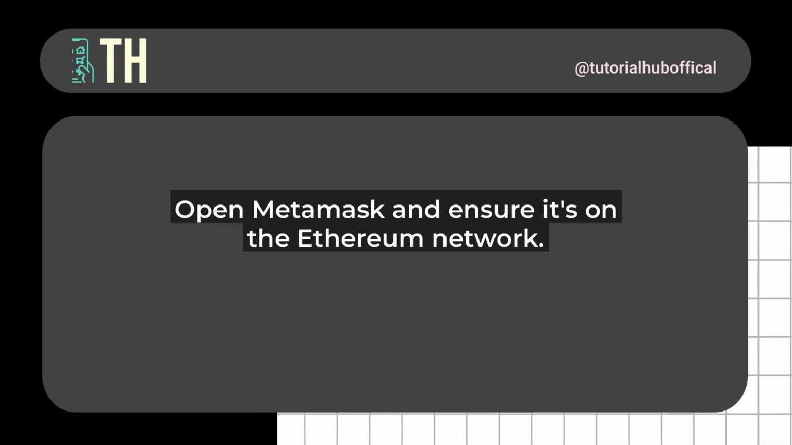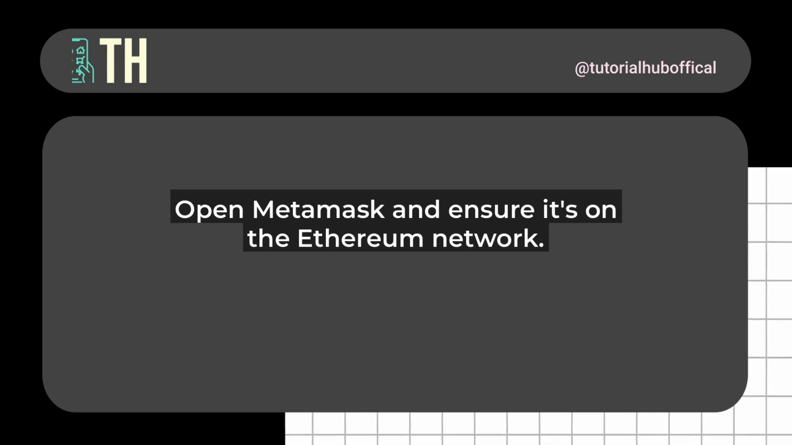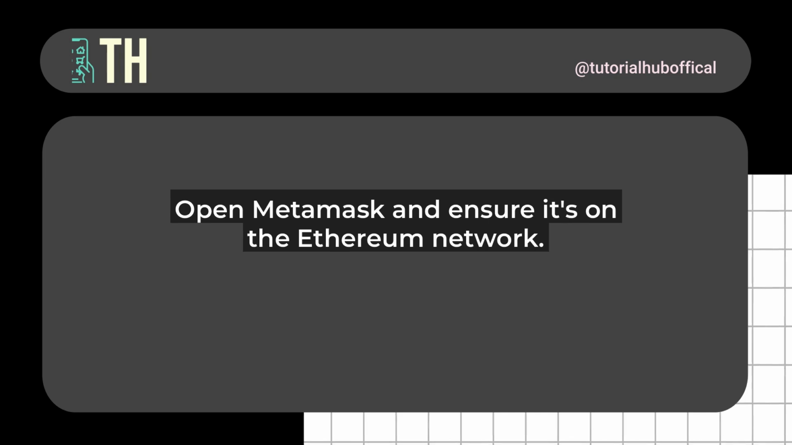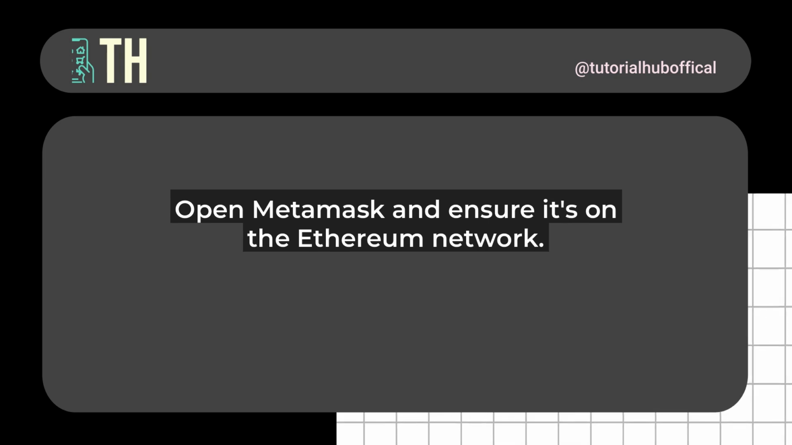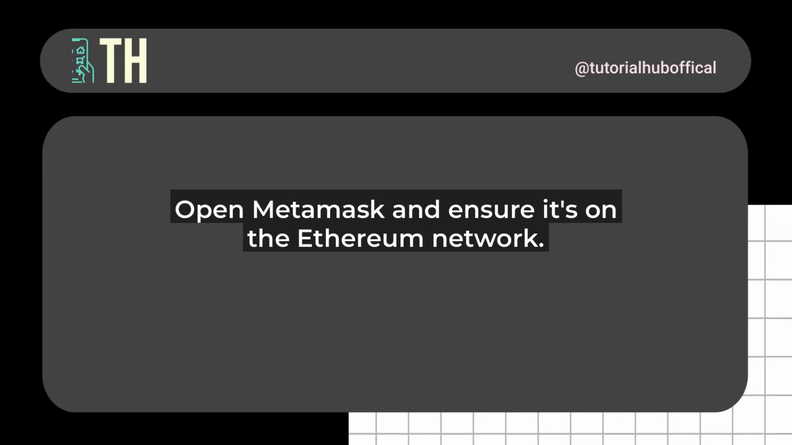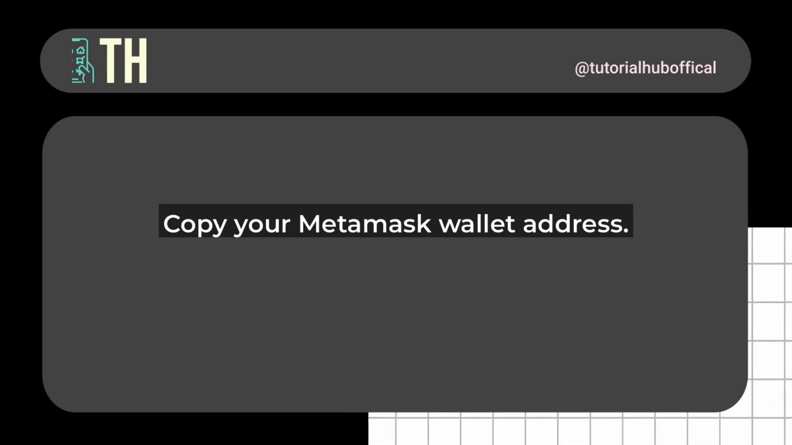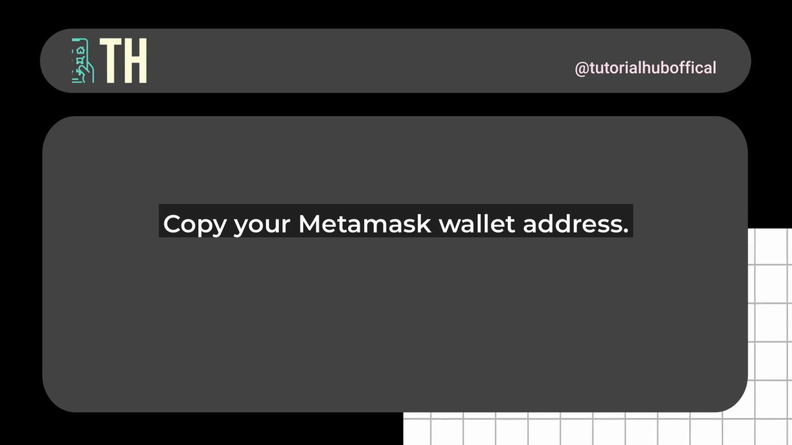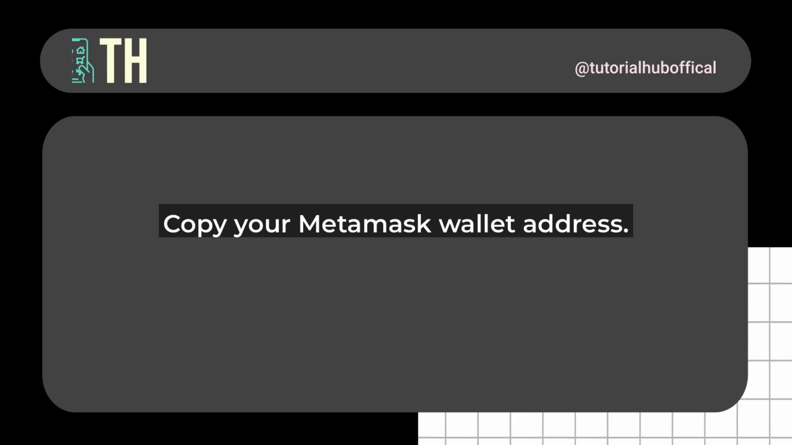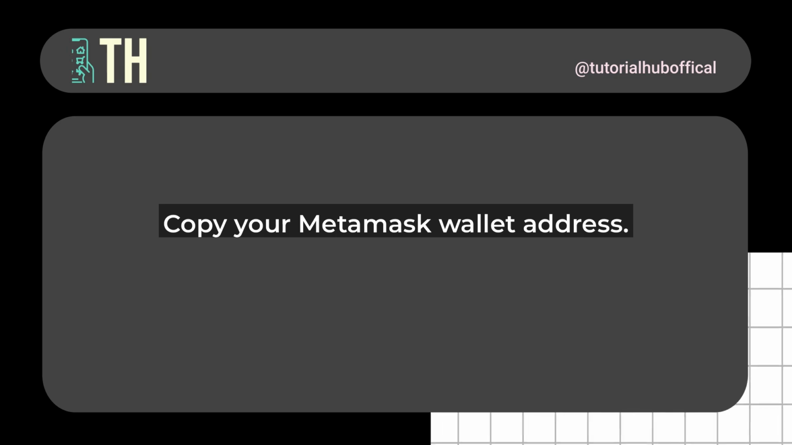Step 2. Select the Withdraw or Send button for USDT. You'll be prompted to enter a recipient address. Now, switch over to your Metamask app or extension. Make sure you're on the Ethereum mainnet, then copy your wallet address by clicking the copy icon next to it.